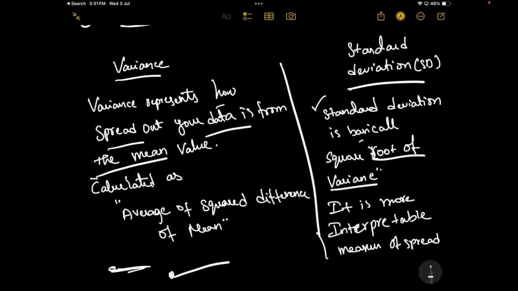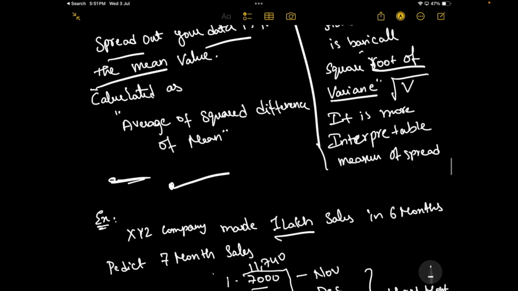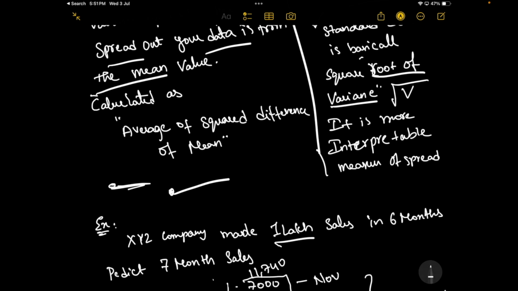Coming to the standard deviation, it is the square root of variance. If you take the square root of the variance, that is the standard deviation. That is simple, but it is a more interpretable measure of spread. And if you ask how we are going to learn this, guys, I'm not going to tell you about any measurements. I'm directly taking you to the practical things.